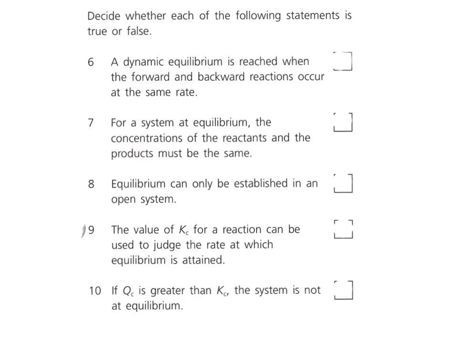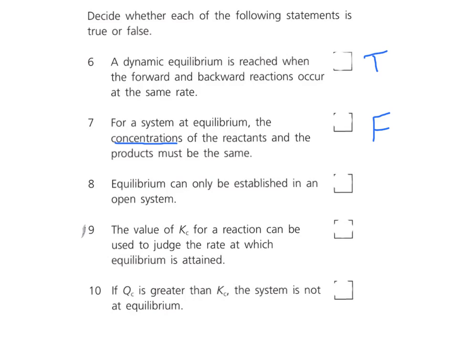So a dynamic equilibrium is reached when the forward and reverse reactions occur at the same rate. Of course, that's the definition of equilibrium, so that is definitely true. But number 7 says that for a system at equilibrium, concentrations of reactants and products have to be the same. That is definitely false. That's a little bit of a distractor. It's the rates of the forward and reverse reaction that are equal, not concentrations of reactants and products.